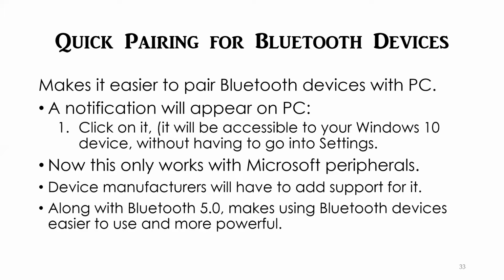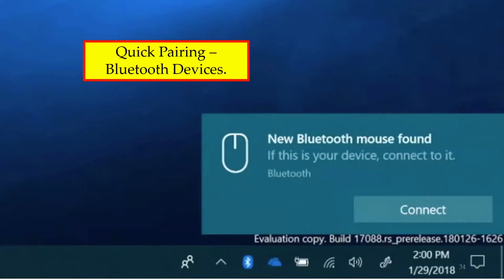And right now, this only works with Microsoft peripherals. If a device manufacturer wants to add that feature to his hardware, then they can do it. But right now, it's only for Microsoft peripherals, and this is the kind of screen you get. New Bluetooth mouse found, new Bluetooth something found. Notice this is over in the bottom right-hand corner, a pop-up on your screen. You click on connect, and it connects it.